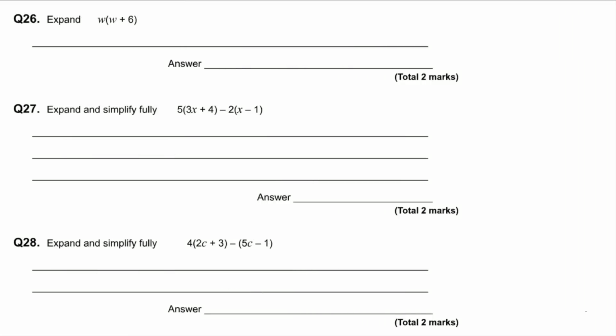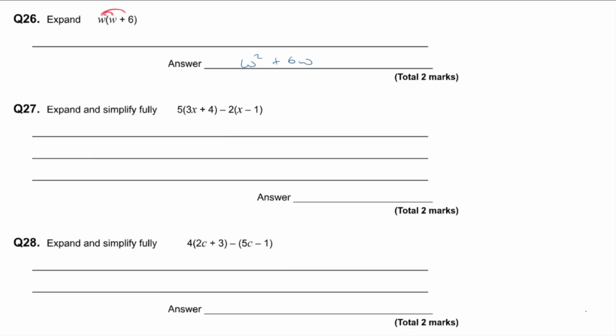Question 26, expand w lots of w plus 6. So I'm going to multiply out this bracket by multiplying everything inside the bracket with the w. So w times w is w squared, and w times 6 is 6w, so it's just going to be w squared plus 6w.